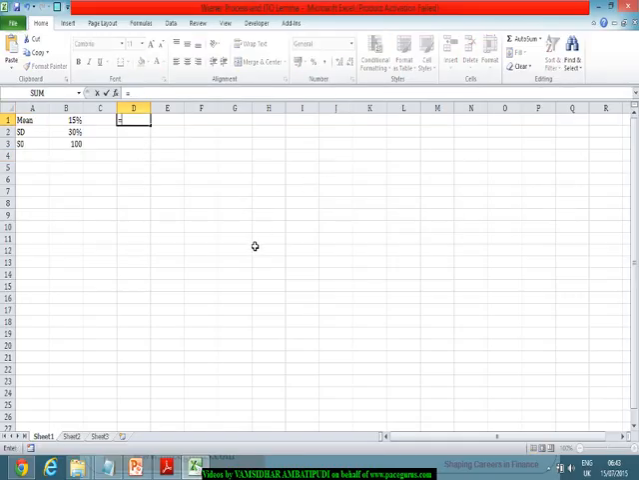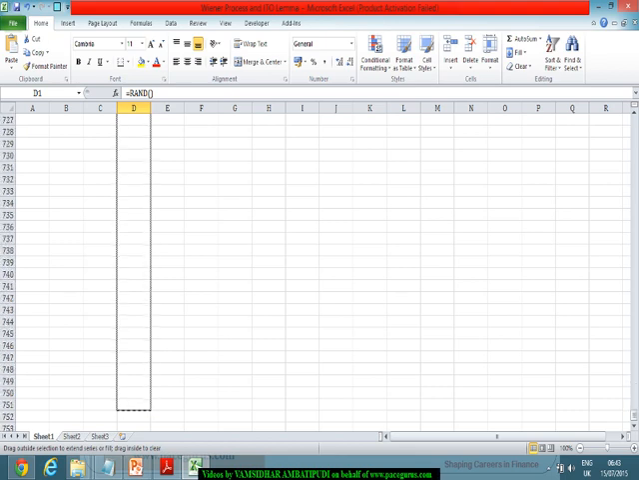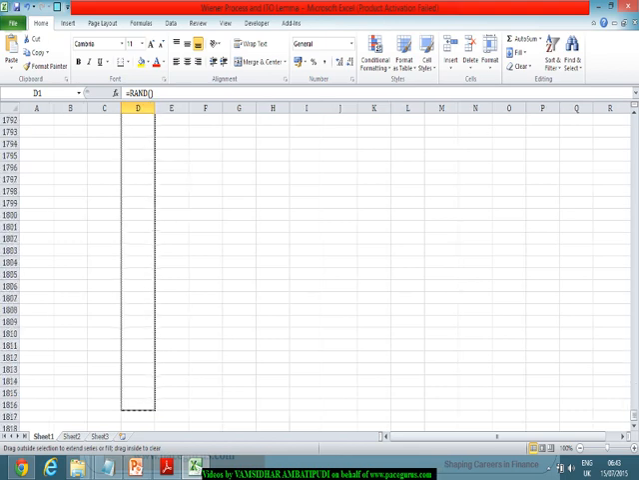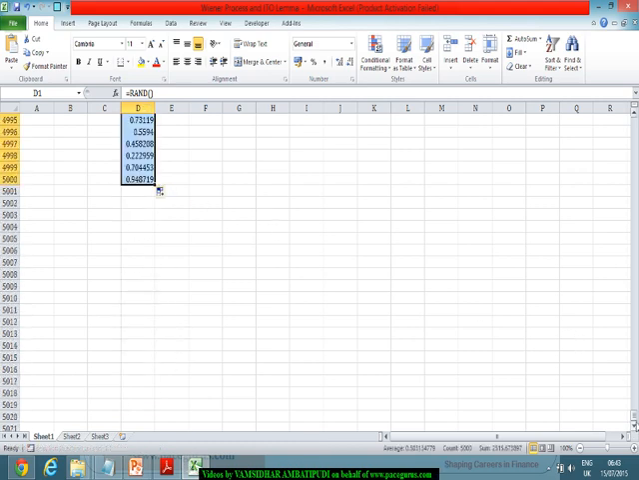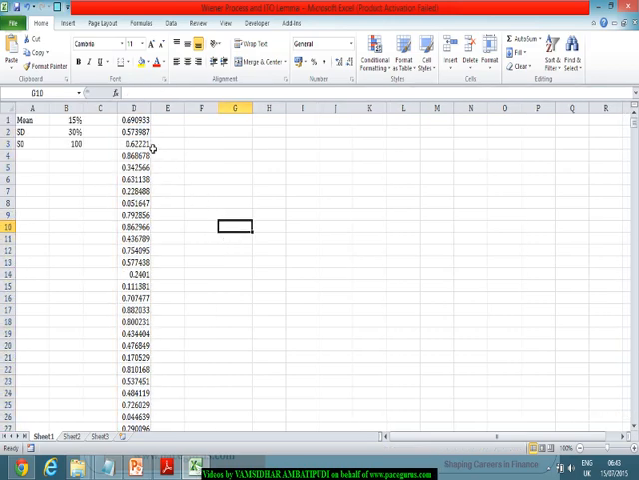So first I'll generate some random variable using a formula called rand, which generates a value between 0 and 1. In a Monte Carlo simulation, what we do is we generate some thousands of such variables. So I'm generating, let's say, around 5,000 such values. These are all random in nature. So random means they follow a uniform distribution.